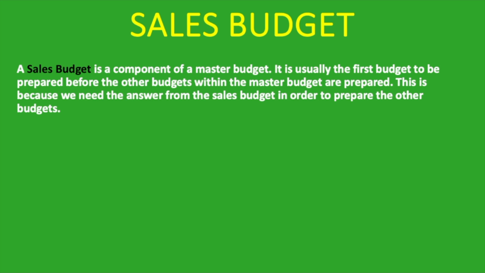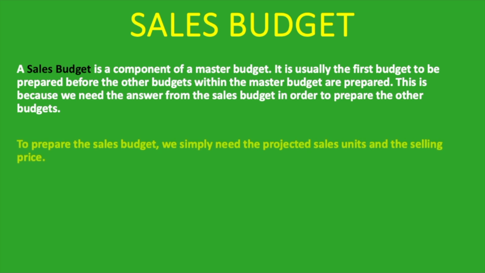It is usually the first budget to be prepared before the other budgets within the master budget are prepared. So this is the very first budget that you would prepare. And it should make sense because you need the sales budget to know how much I anticipate to sell, so that I know how many inventory units I should have in stock and how many I should produce, as well as how much money I will be making in this particular period, whether I'm preparing it for a month, for a quarter, or for a year. You will begin your master budget by preparing your sales budget. This is because we need the answer from the sales budget in order to prepare the other budgets, as I've just mentioned. So what do we need to prepare the sales budget?